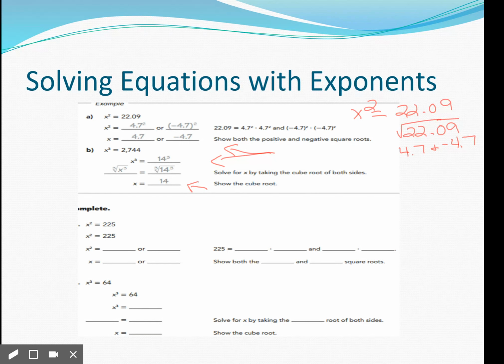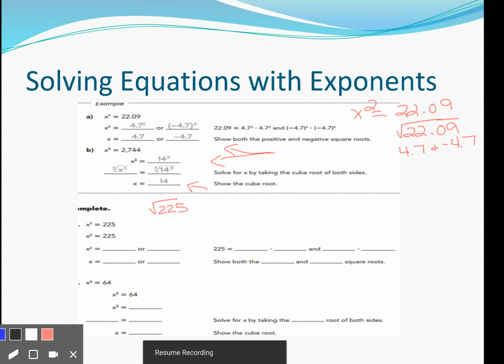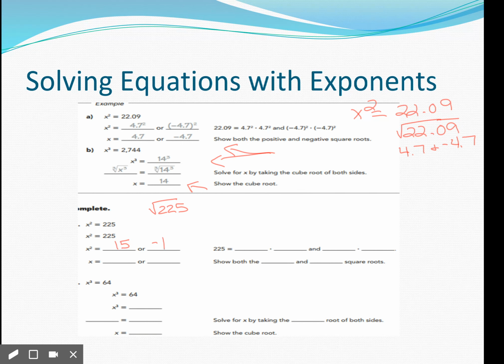So let's practice with 225. X squared equals 225. To find that, I would plug into a calculator the square root of 225, and I would find out that the square root is 15 or negative 15. So 225 equals 15 times 15 and negative 15 times negative 15. So both the positive and negative square roots work here. So x equals 15 or negative 15.